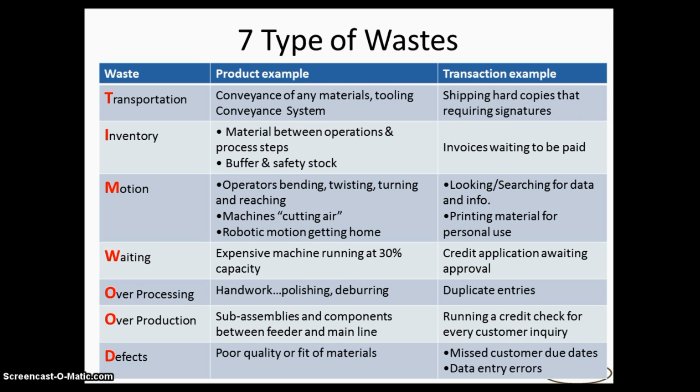Motion: the operator has to do many types of motions like bending, twisting, turning, reaching to the particular equipment, particular part. Machines just cutting the air, not doing the specific job for a certain time, or a robotic motion going home, right? So all these examples are types of motion waste.